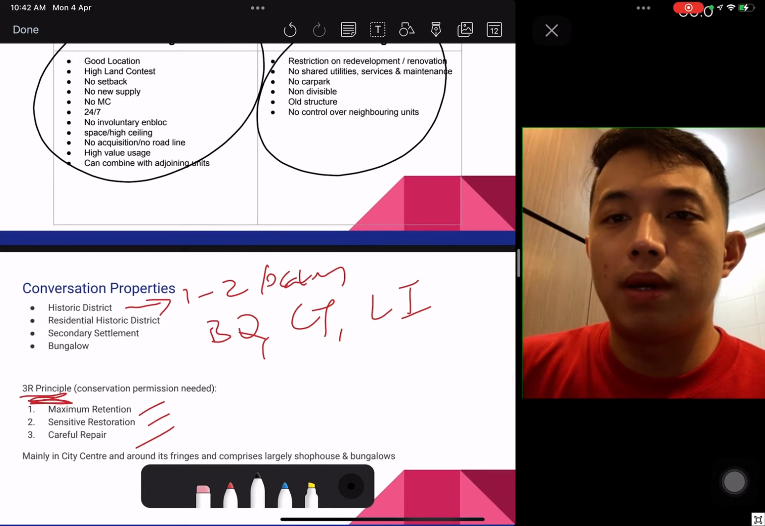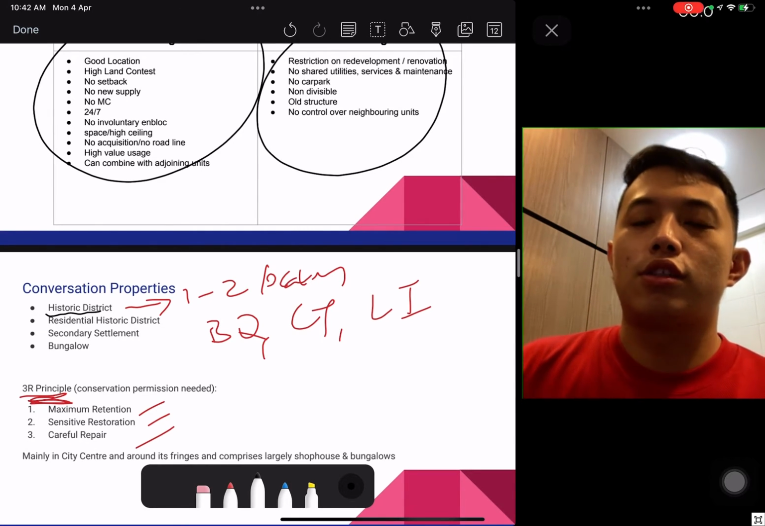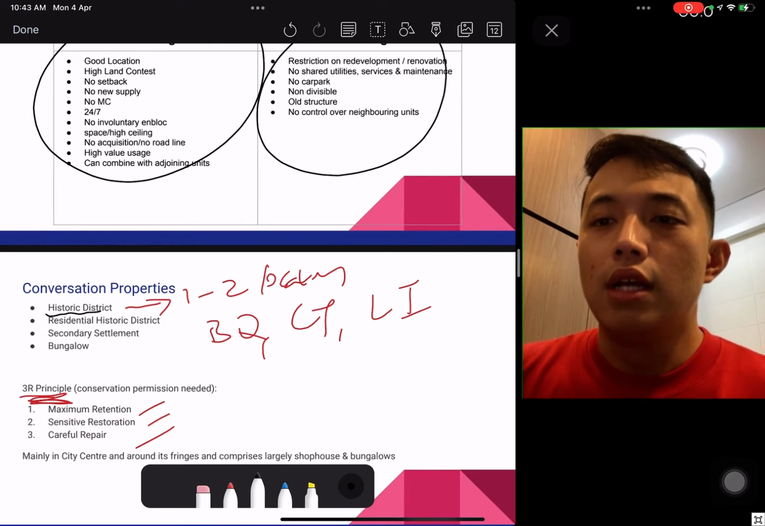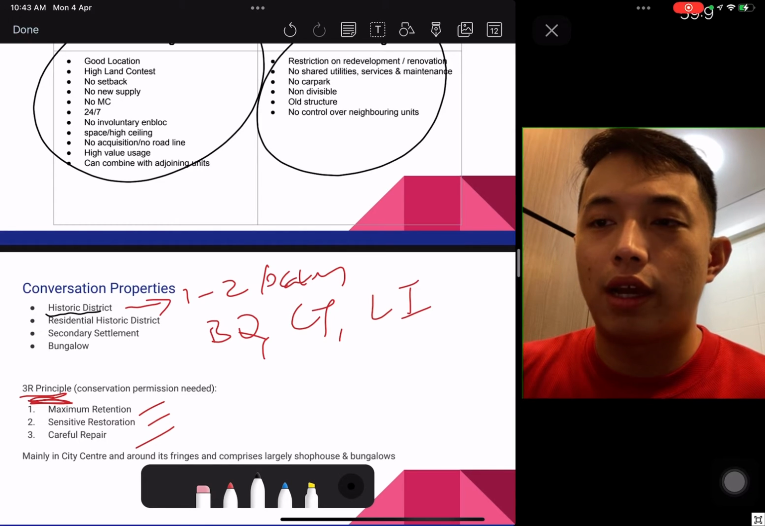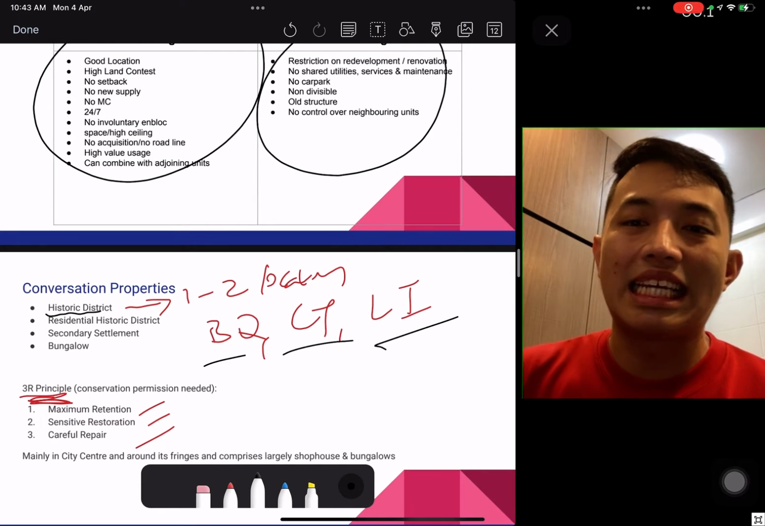Conservation. Do remember the historic district, residential district, secondary and bungalows under conservation. So historically, there are a few I can give you: Boat Quay, Chinatown, and Little India.